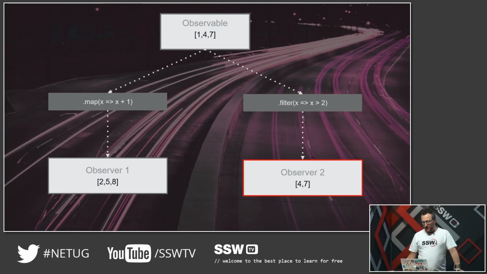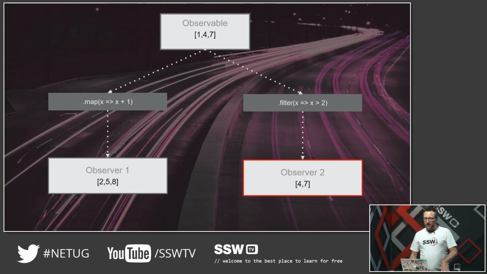And filter is interesting because this one is stripping out values. So I'm receiving values into this filter function. It's only going to emit values out from this filter function if they're greater than 2. So you can see the first observable was fetching those values 2, 5, 8, and the next observable was fetching the values 4 and 7.